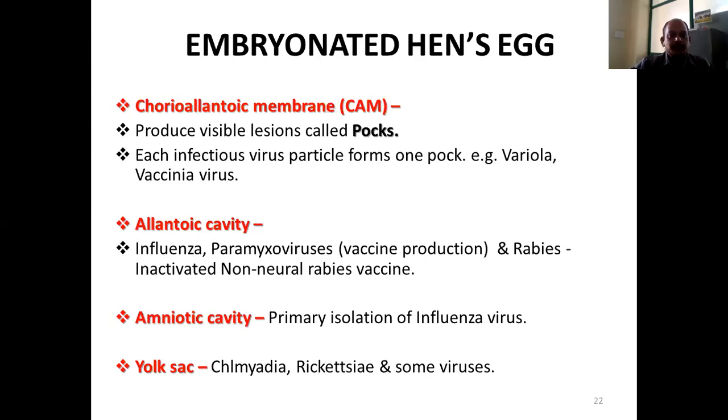The allantoic cavity is usually used for production of batch cultures of vaccine, like influenza and paramyxovirus vaccines, and rabies for inactivated non-neural rabies vaccine. The amniotic cavity is inoculated for primary isolation of viruses such as influenza virus. The yolk sac is usually used for certain organisms, chlamydia and rickettsia.